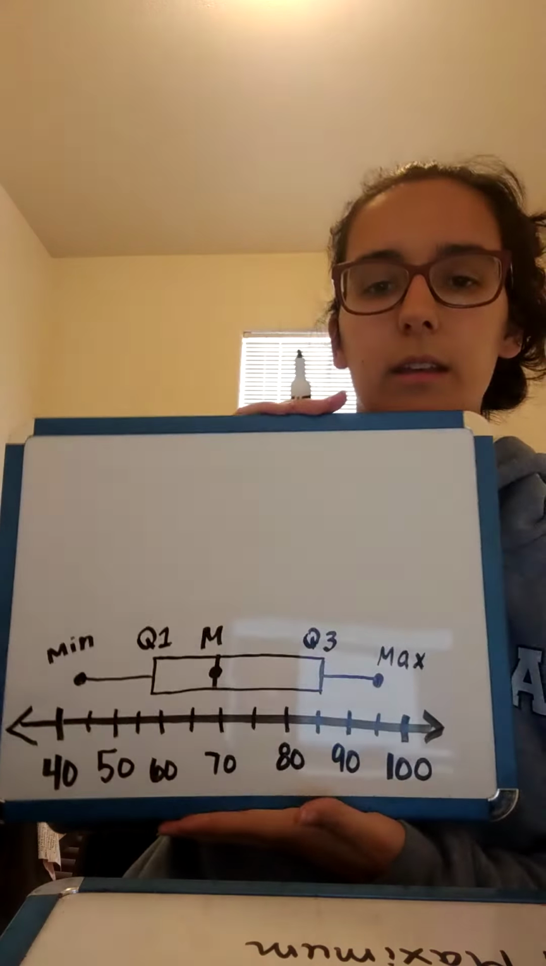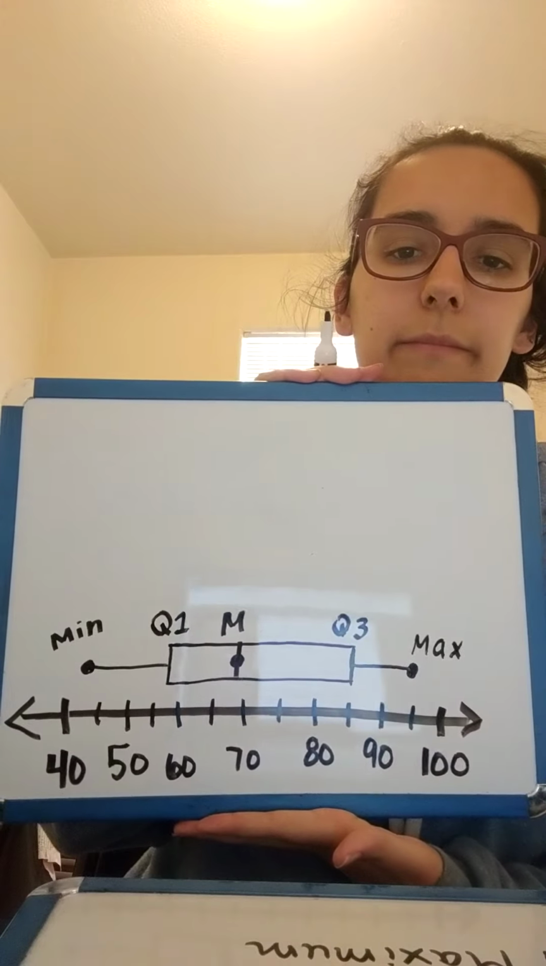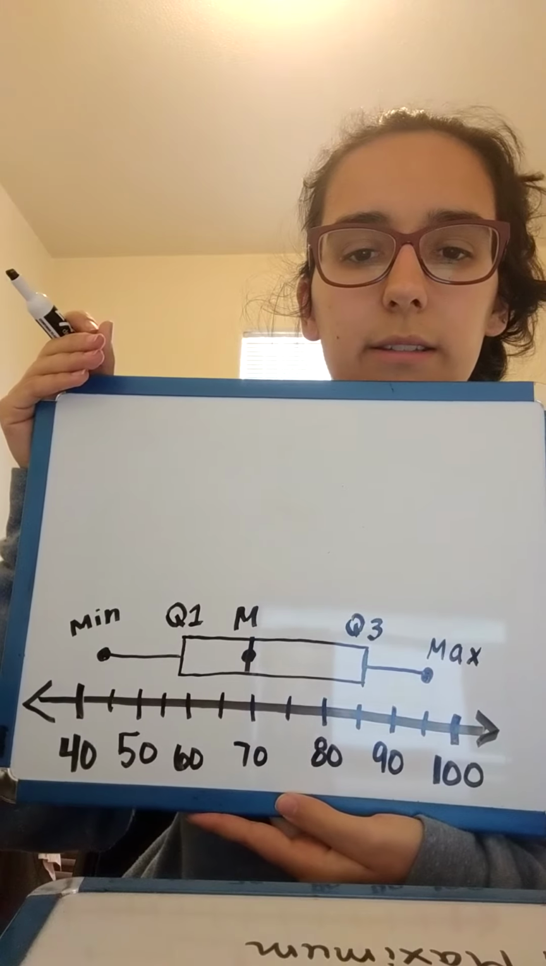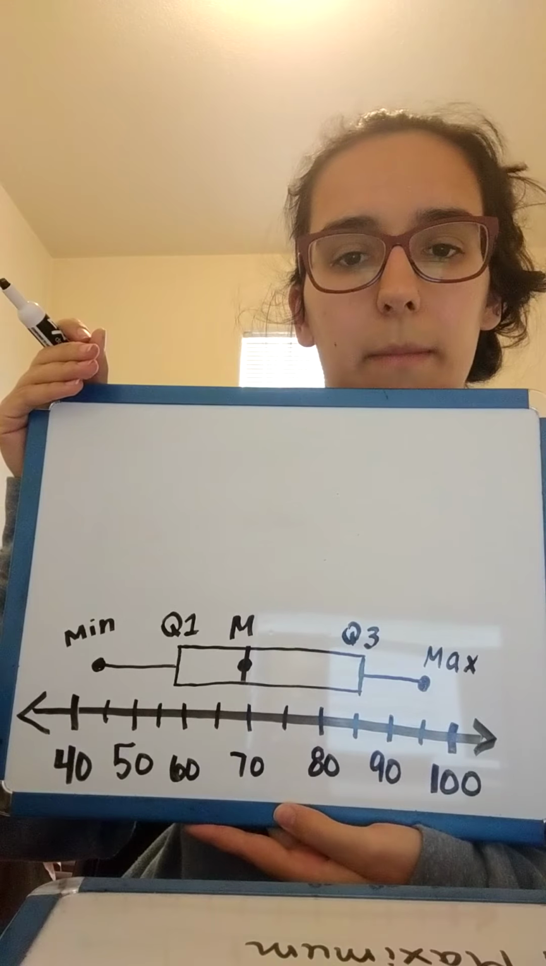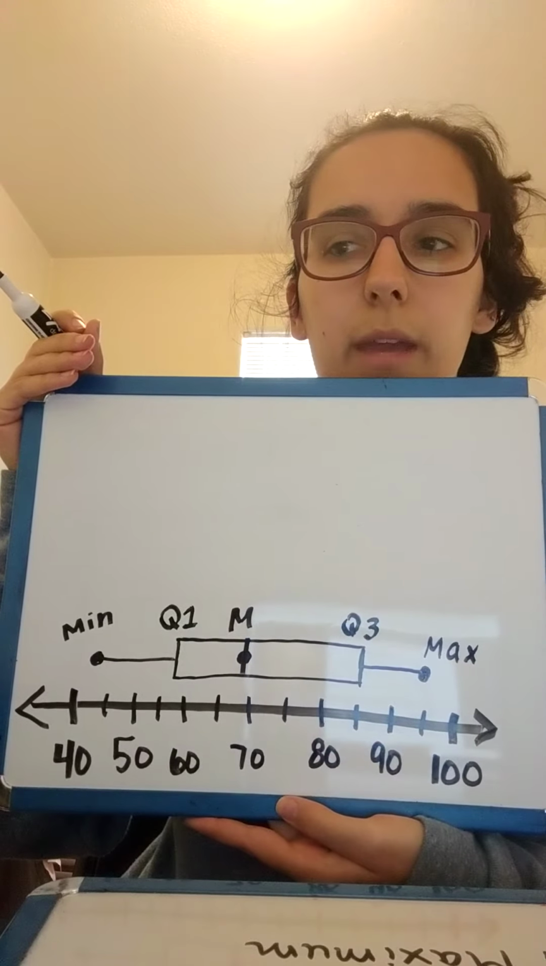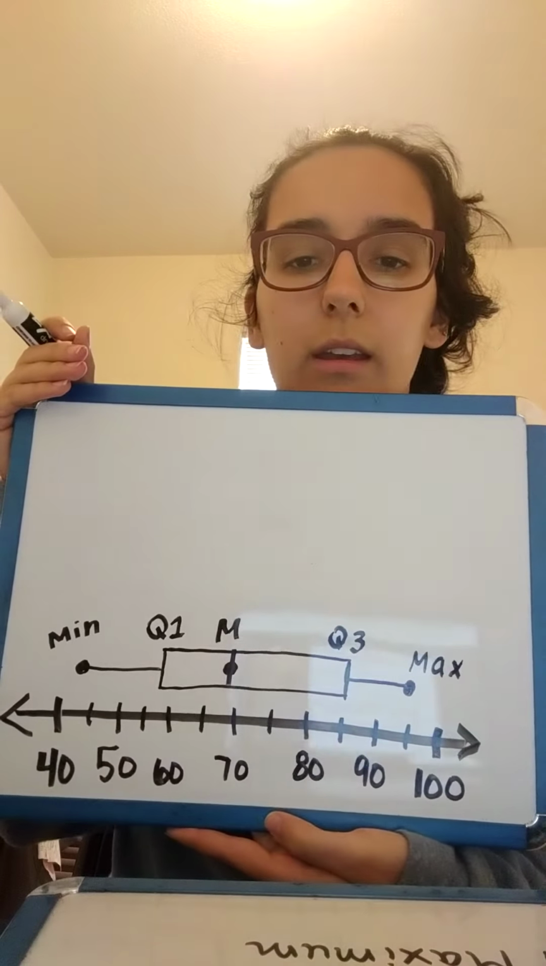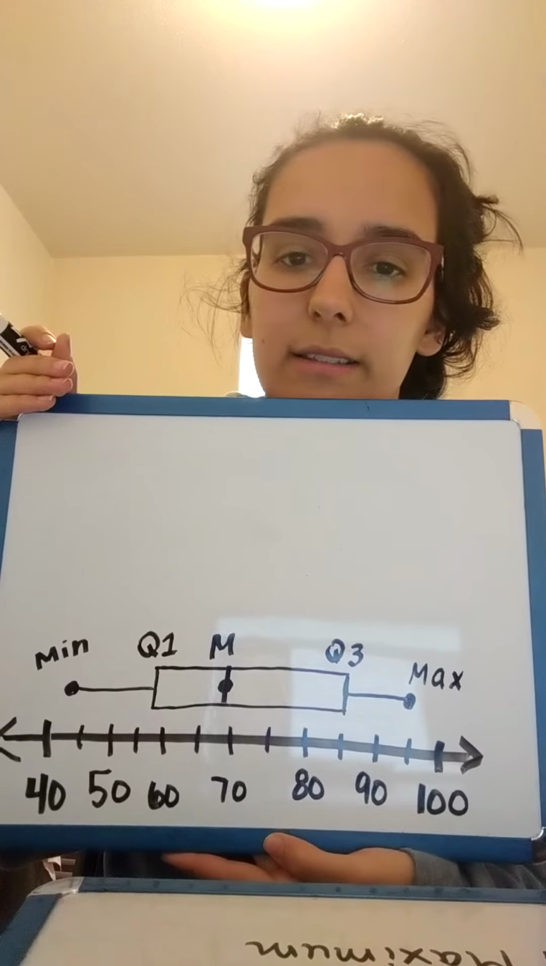Ta-da! Here's our box and whisker plot. It shows our median, our quartiles, and the minimum and maximum. That is the main goal of showing a box and whisker plot. So, one of the big ideas of box and whisker plots is when we have a small set of data, we can put it into a box and whisker plot to make a visual of the data.